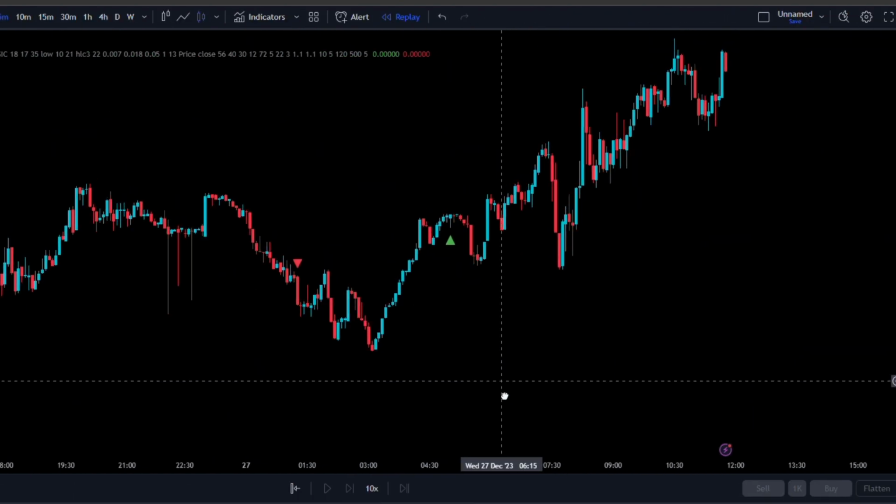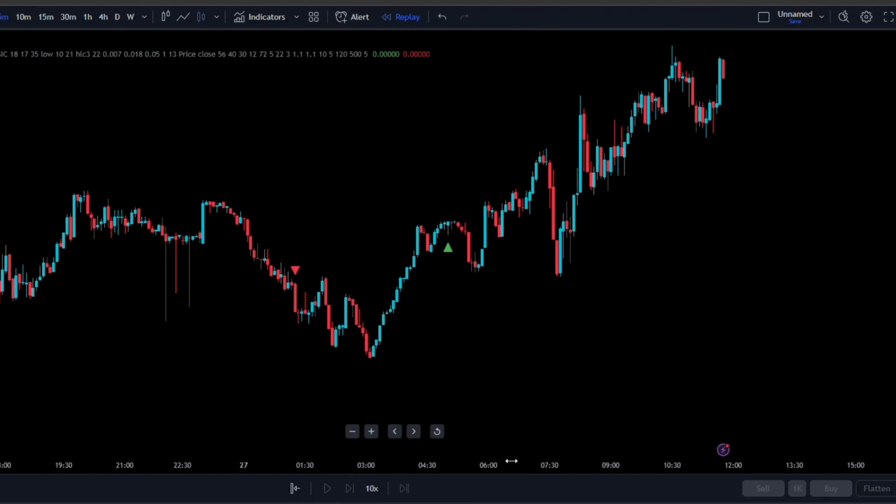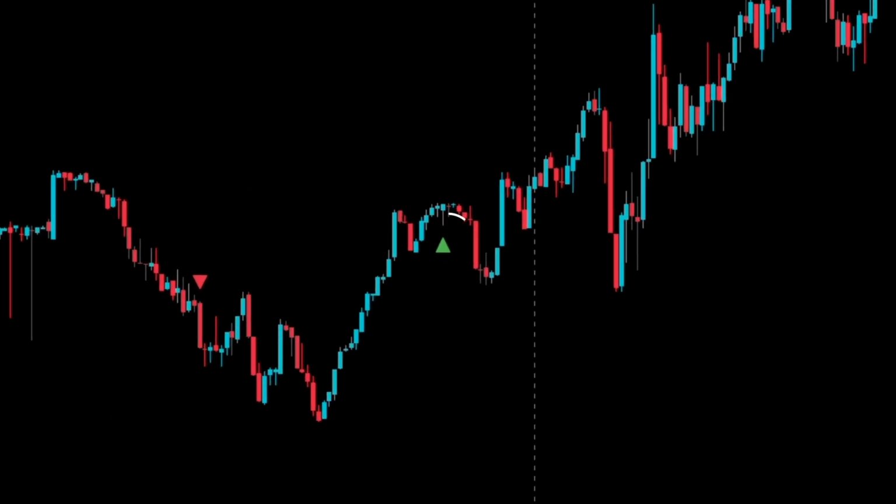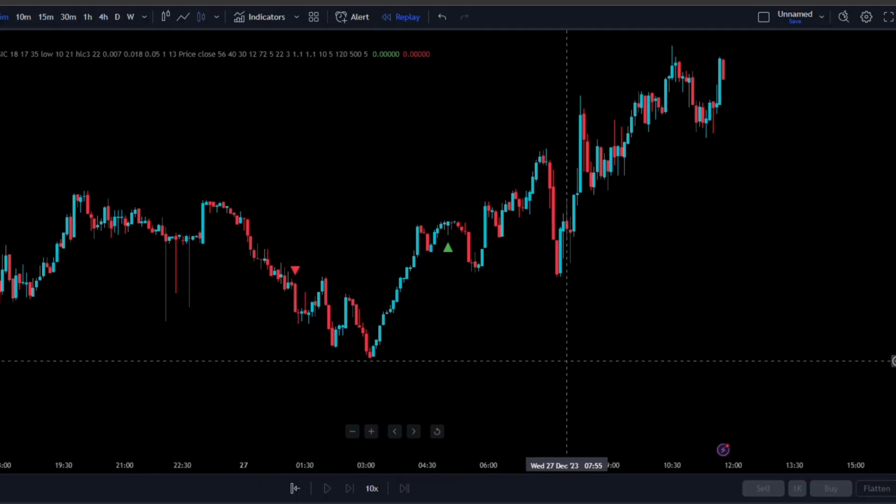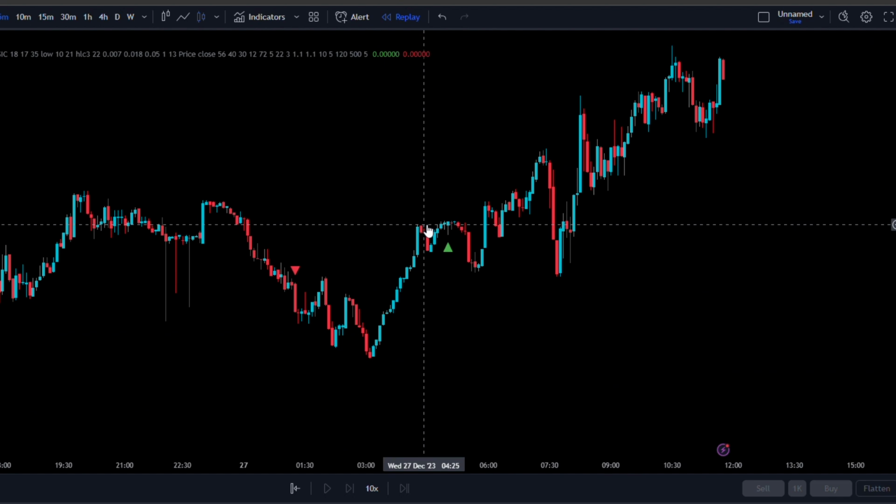In this system, we're going to be using this indicator for our entry signals, and it'll print a green triangle when it's time for a long entry, and a red triangle when it's time for a short entry. So let's go and get our directional indicator.